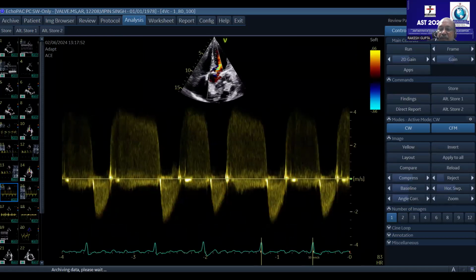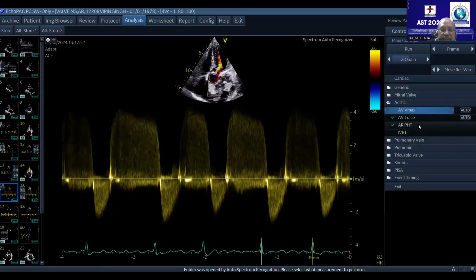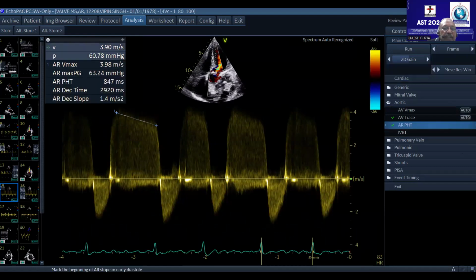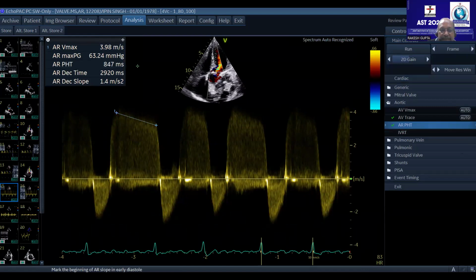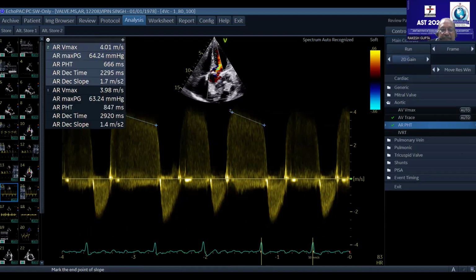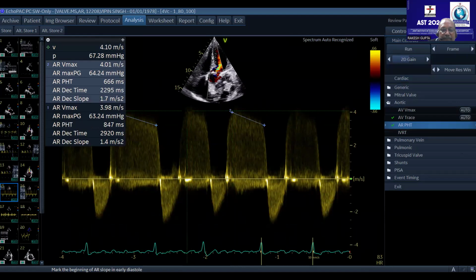So I'm going to calculate my pressure half time in this patient, which is now over here from this point to this point. And the pressure half time is how much? 847 milliseconds. Correct? And you have to measure in multiple windows. Here the patient is in atrial fibrillation. The pressure half time will be very variable.